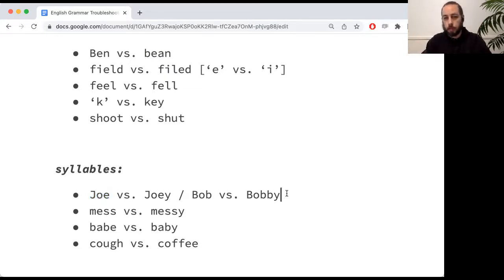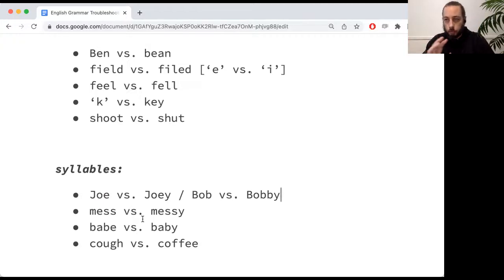It's the same as this next set. Bob, Bobby. So when you add that Y on the end, it's going to make an extra syllable. So repeat that after me. Joe, Joey. And then Bob, Bobby.